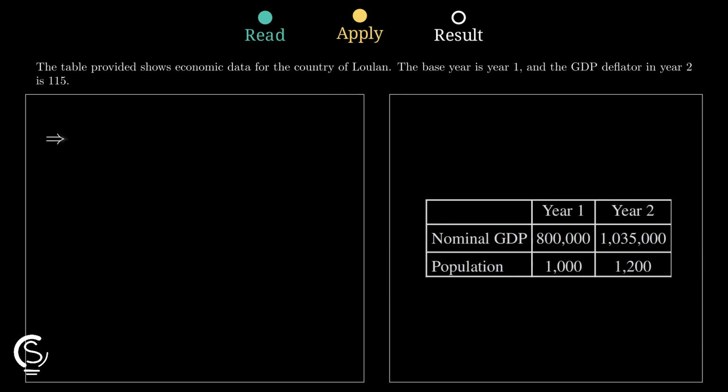Part C, the standard of living or real GDP per capita fell. In year 1, 800,000 over 1,000 equals 800.